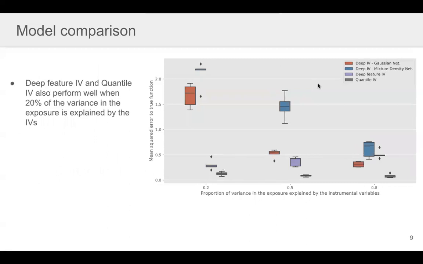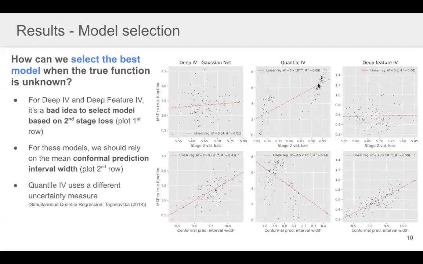Looking at the variance explained in the exposure by the instruments, we observe that DFIV and quantile IV once again perform best, especially when the IVs explain 20% of the variance. With stronger instrument strengths, the deep IV using a Gaussian neural network as the density estimator also performs well. In this presentation, we'll skip the effect of varying the confounding strength, but all models also performed well.